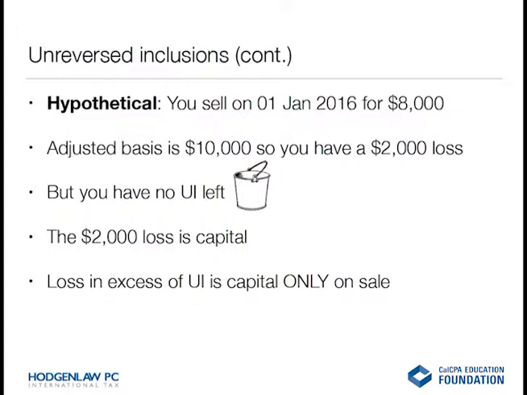And this is important to remember. The loss in excess of unreversed inclusions is going to be capital only if there's a disposition or sale. If it's just a mark-to-market loss where you're doing the pretend sale, you don't get to take the capital loss, and you can only take a loss up to the amount of unreversed inclusions.